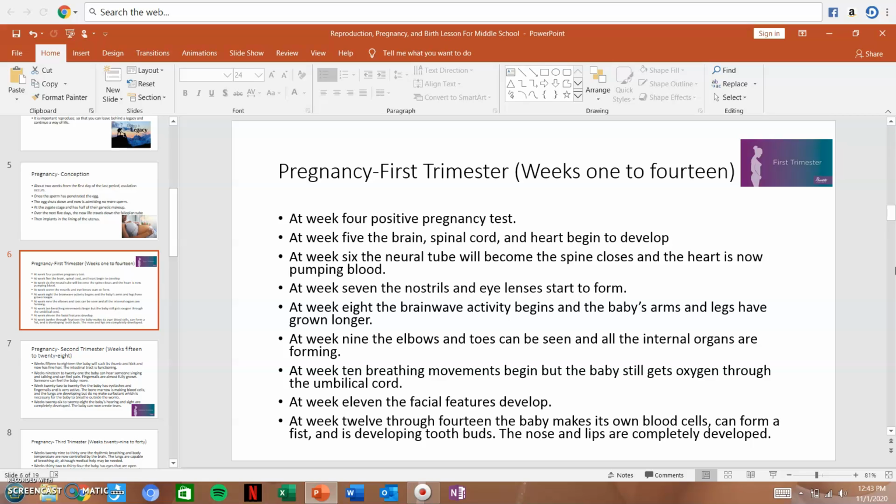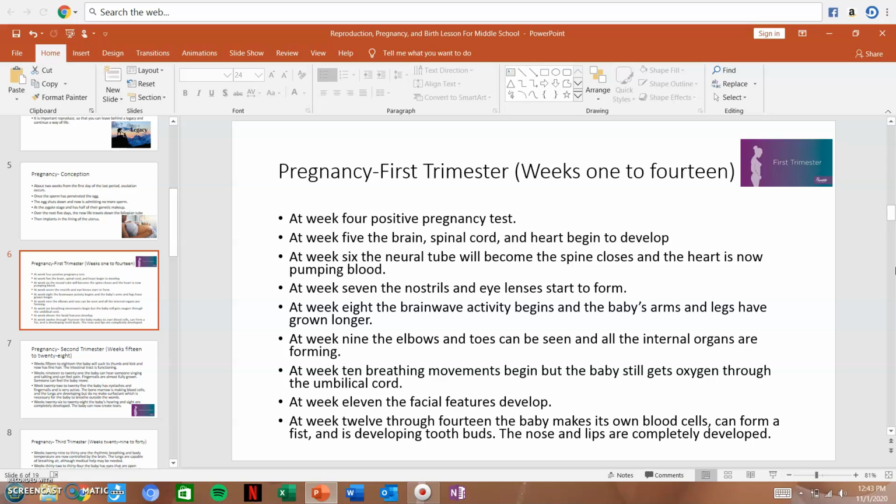At week 4, positive pregnancy test. At week 5, the brain, spinal cord, and heart develop. At week 6, the neural tube, which will become the spine, closes, and now the heart is pumping blood. At week 7, the nostrils and eye lenses form. At week 8, brainwave activity begins, and the baby's arms and legs have grown longer. At week 9, the elbows and toes can be seen and all the internal organs are forming.